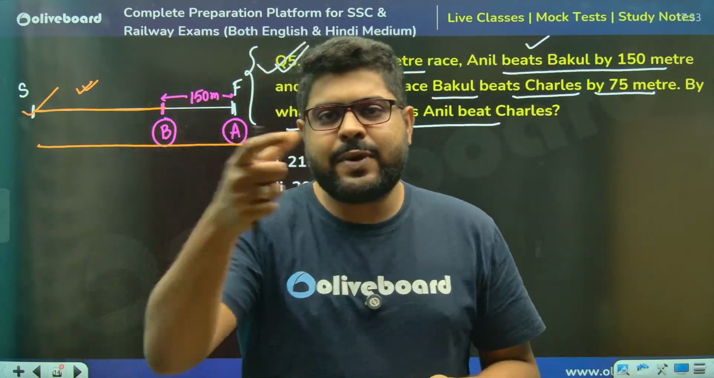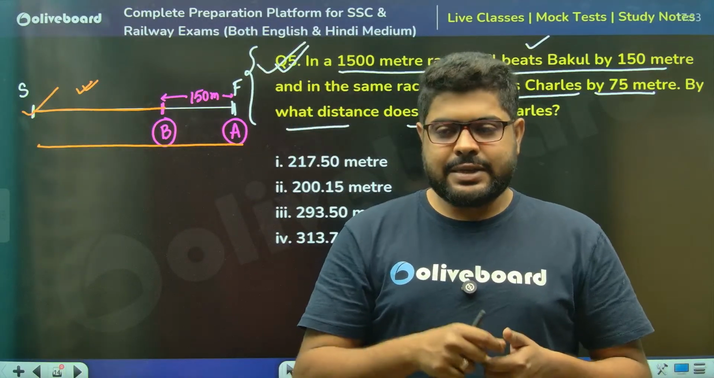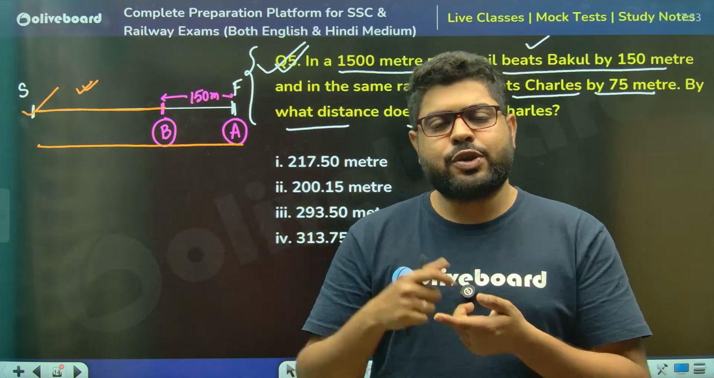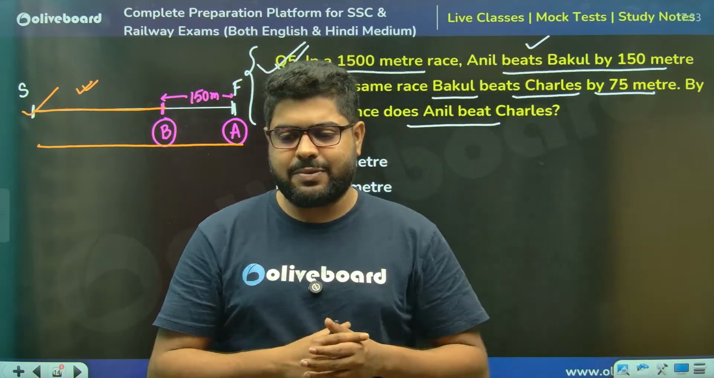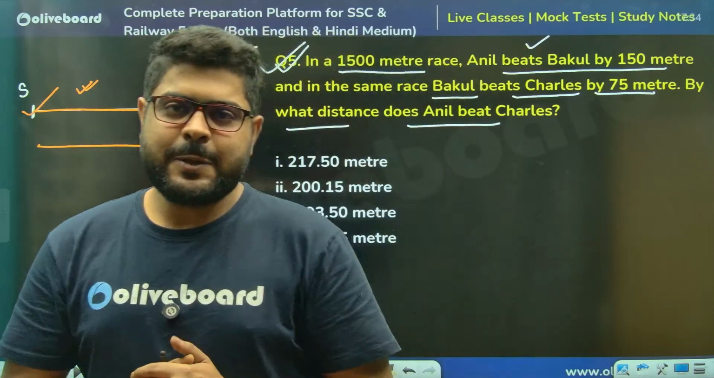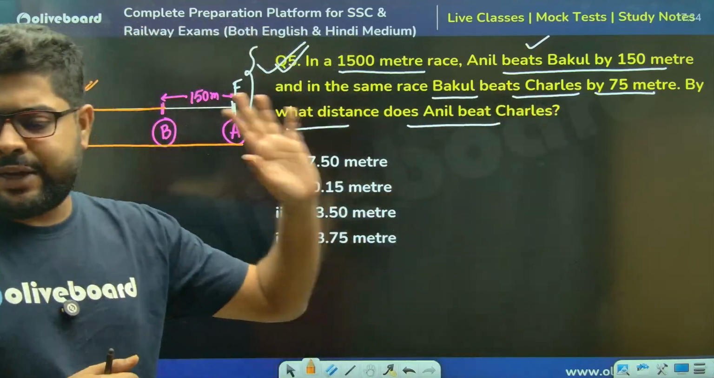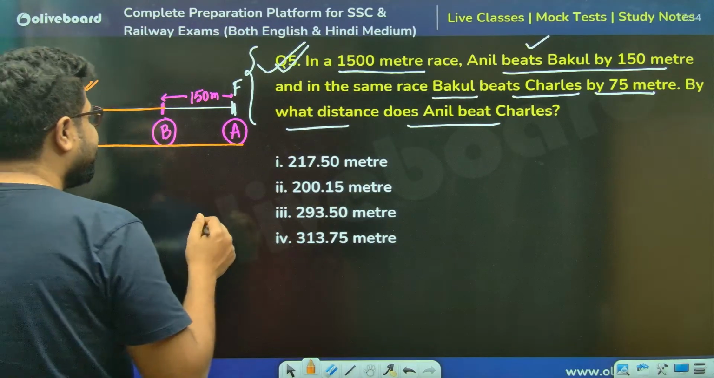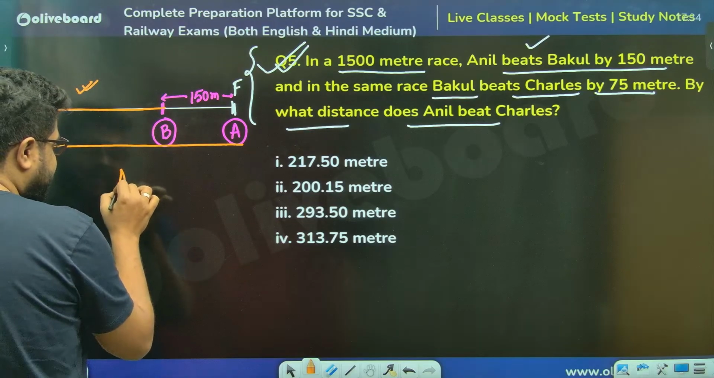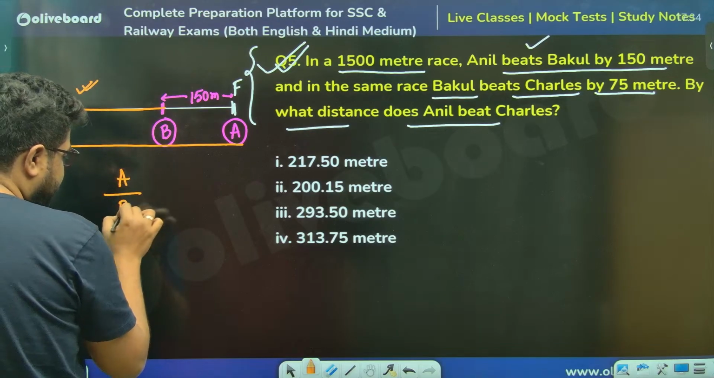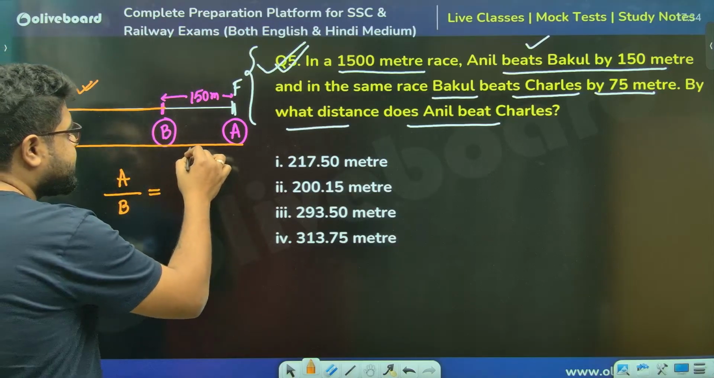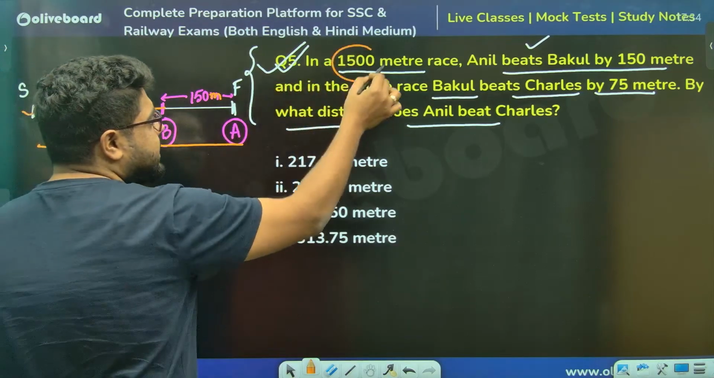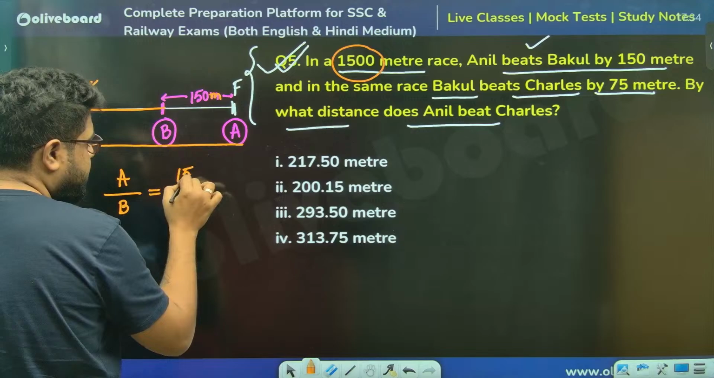It will go 160 in 2 hours. So 60 to 80 is 3 to 4, and 120 to 160 is also 3 to 4. So distance ratio and speed ratio are always the same. Meaning, I can simply say the speed ratio of Anil and Bakul will be what? How much distance has Anil covered? The whole distance, that is 1500 meters.